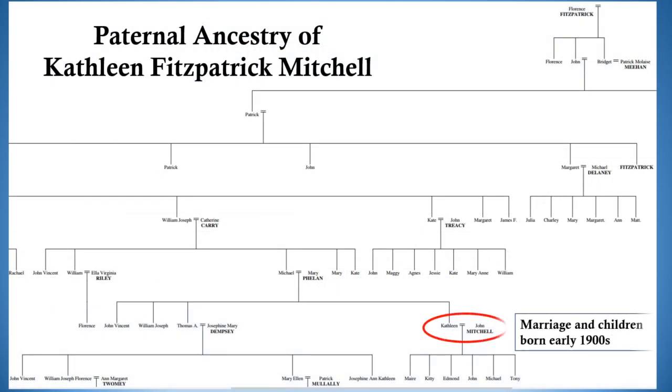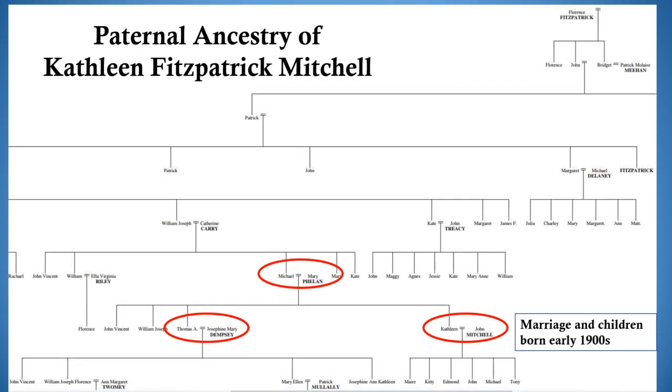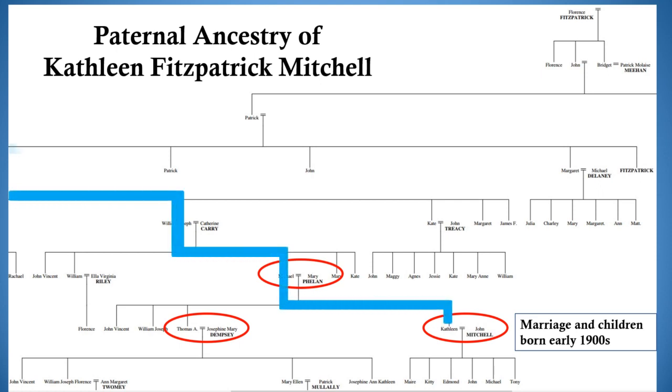Here we find our Kathleen Fitzpatrick and husband John Mitchell and 6 children. Marriage date and children's birth dates are likely in the early 1900s, as Kathleen was born in 1896. We also find her brother Thomas, born in the same year, and her other siblings, and her parents Michael Fitzpatrick and Mary Phelan. If we now follow Kathleen's paternal ancestry, we find Florence Fitzpatrick of Deer Park, who lived 200 years before her.